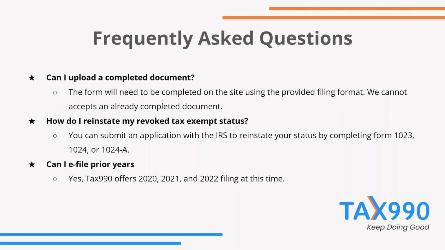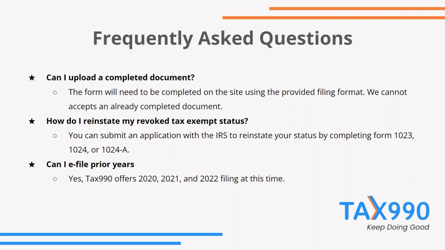Can I e-file prior years? Tax 990 does offer the current and 2 prior years. Right now, we have 2020, 2021, and 2022 available. Once the IRS releases the 2023 forms, probably mid-December, we will no longer offer 2020. So mid-December, we'll be offering 21, 22, and 23.